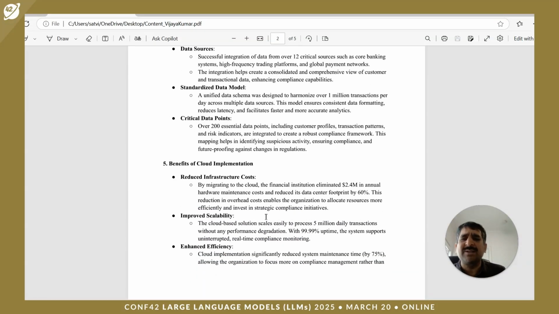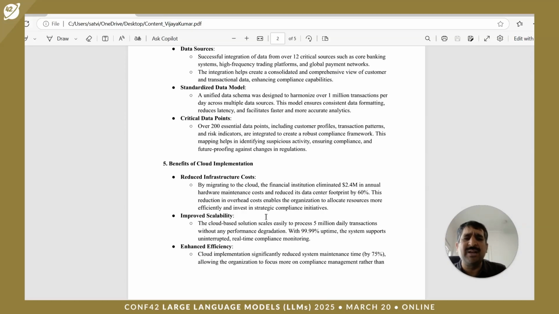Next, benefits of cloud implementation. Now, the majority of applications are moving towards the cloud because there are some advantages to implementing the NICE Actimize solution in the cloud rather than on-prem. Reduced infrastructure cost by migrating to the cloud.